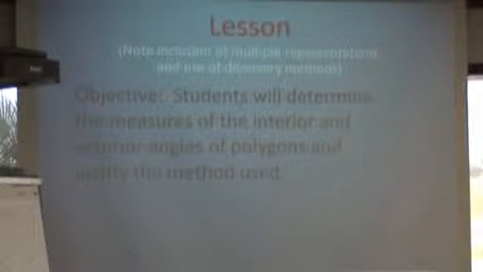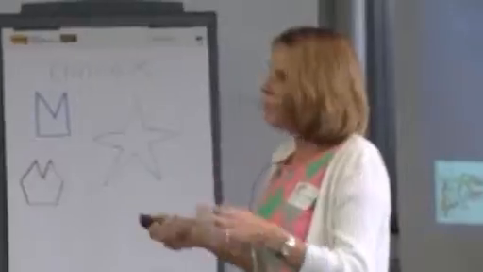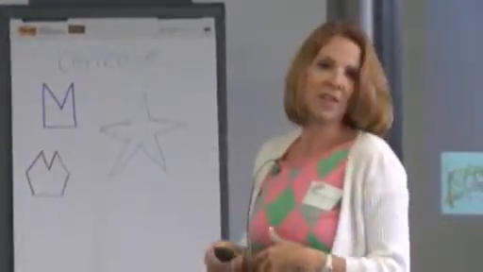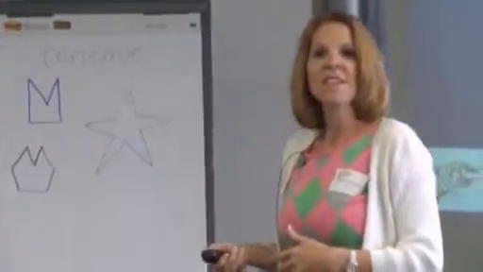Okay, so here's our objective. Students will determine the measures of the interior and exterior angles of a polygon and justify the method used. And we know that that's what we're trying to get at, is them being able to justify and not just see a formula and plug the numbers into the formula and they really don't know what they're doing. So just like we've really been pushing in the last several years to get more to the conceptual understanding instead of just the procedural understanding in math.